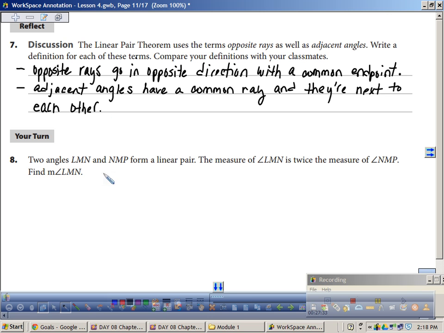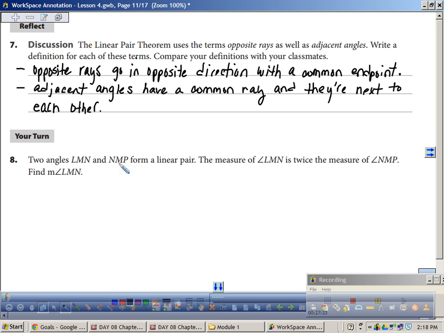Questions so far? You guys are doing a good job because this is kind of a lot of information that's just being delivered to you, right? Okay, your turn. Two angles, L, M, N. Whenever they start talking like this, I read the whole thing first and start making sense of what I know, and I start drawing a picture. So two angles, and this is going to be a lot of information in a very short period of time.